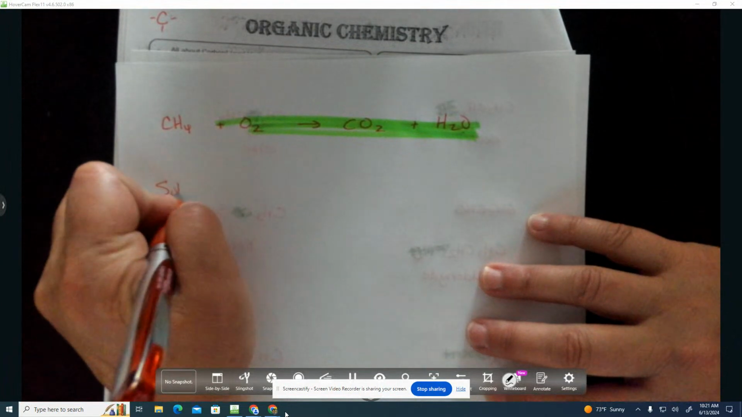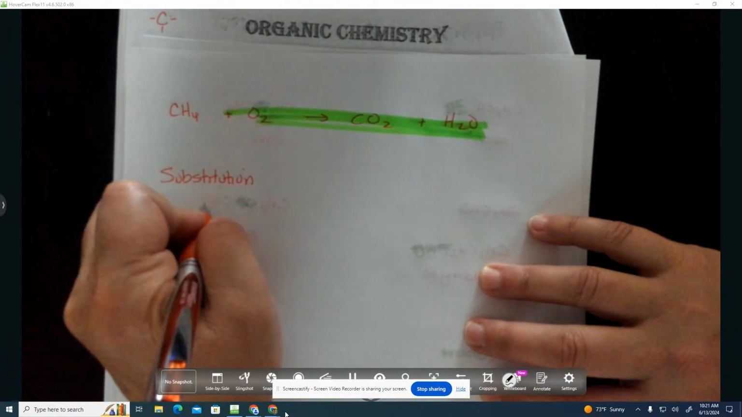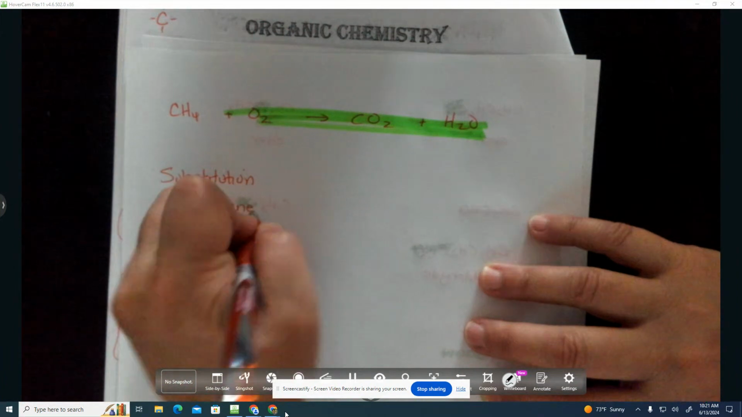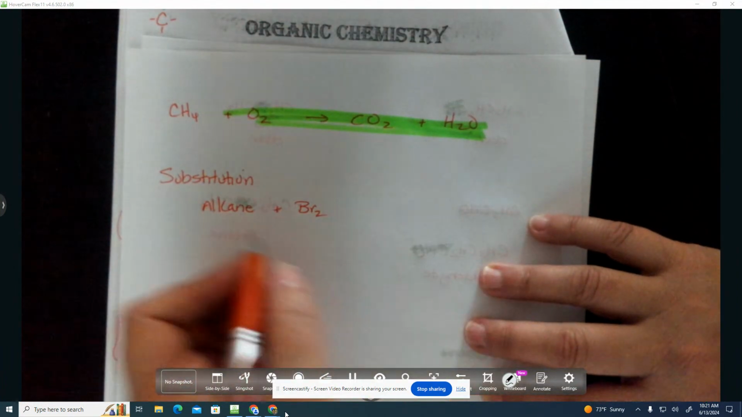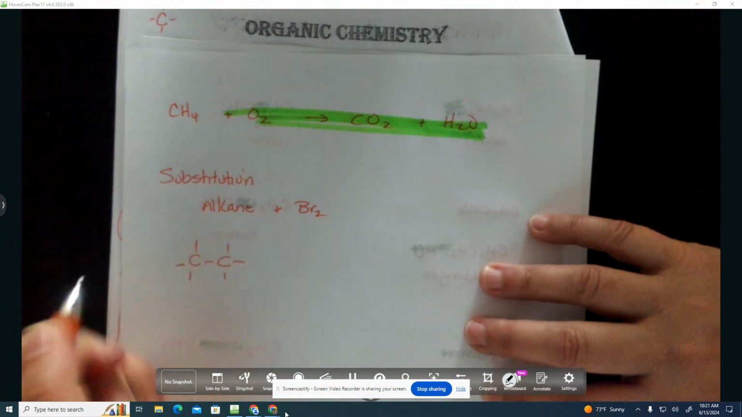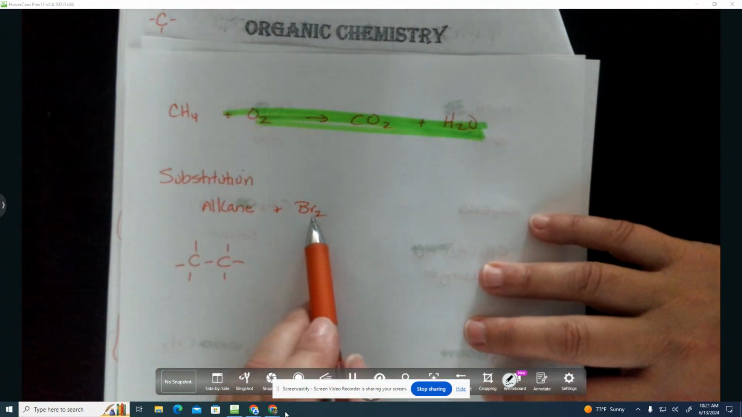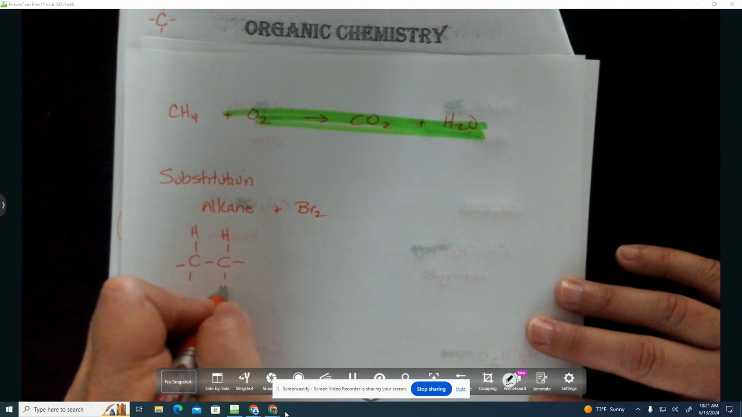All right. Addition and substitution reactions. I'm going to start with the substitution reaction. A substitution reaction happens between an alkane and, let's just make it bromine for now, as a halogen. So let's say I have ethane. There's no room to put these bromines on there. So what I have to do is take the hydrogens off.